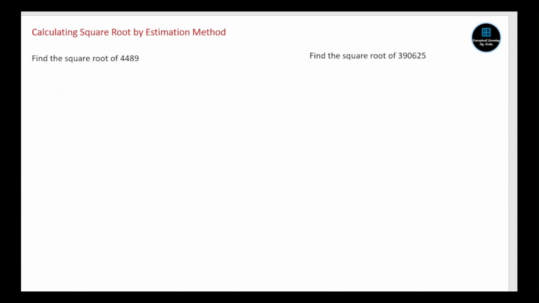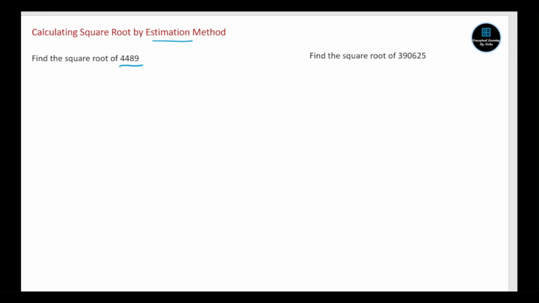Now I'll show you the second method, which is the estimation method. Here we are not actually calculating anything, we are just estimating the square root. Again, this method is helpful when the number is a perfect square, or you can find the approximate value of the square root.